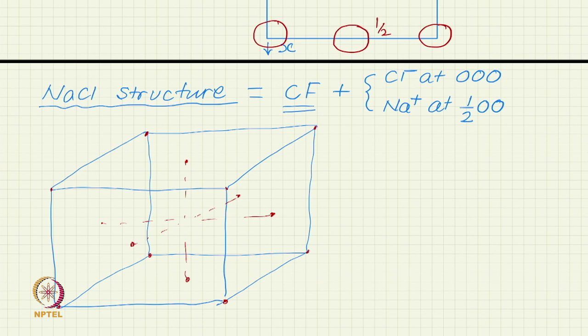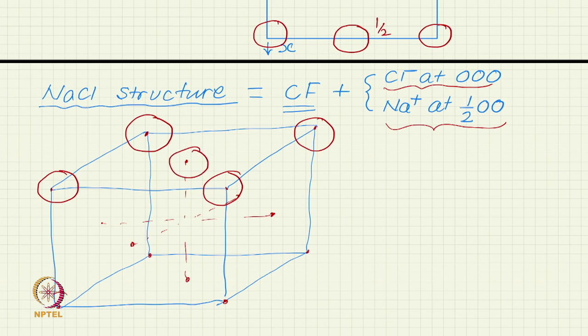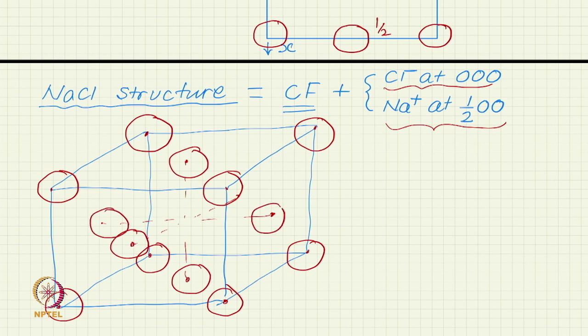Now, this is the skeleton, and I want to construct the structure out of it. So, I will have to start placing as per the recommendation of the motif. The motif is chloride ion at 0 0 0. So, I start putting the chloride ion at each lattice point, at 0 0 0 means at each lattice point, exactly like we did for the CCP structure. The back face center for me is now overlapping with others, but I can put it there. So, there are 14 atoms now.